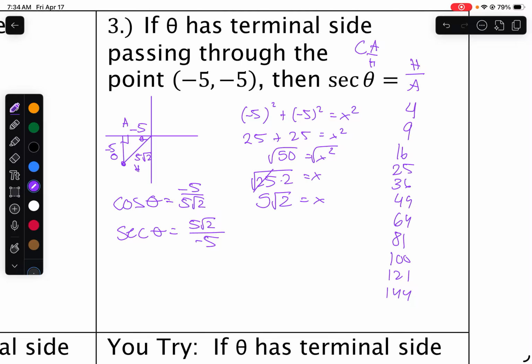So then in this case, just like in general, we have to look and make sure that we simplify and rationalize if necessary. So in this case, we can simplify. The 5s cancel. We still have that negative though. So the final answer here would be -√2.